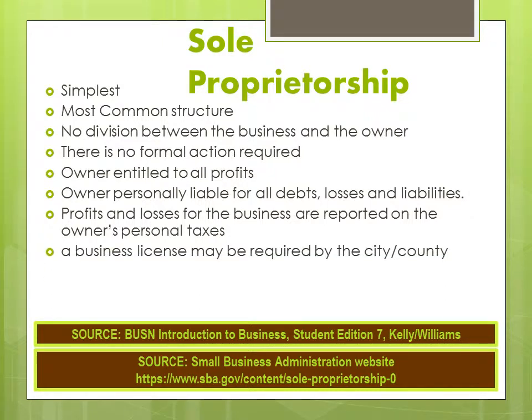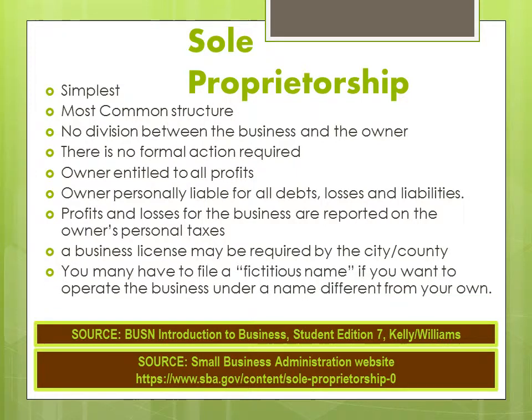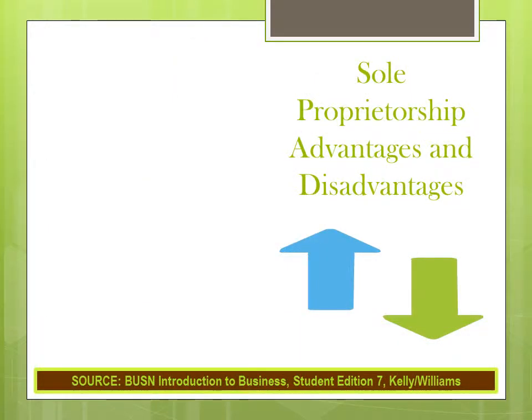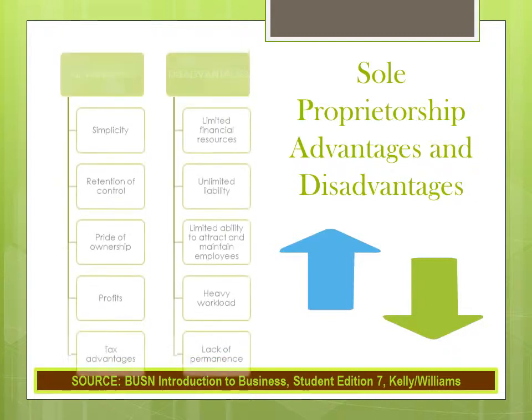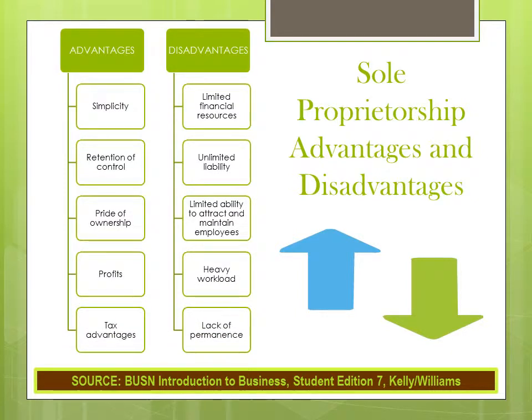A business license may be required by your city or county, and you may have to file a fictitious name if you want to operate a business under a name that's different from your own. Advantages of a sole proprietorship include simplicity of ownership, retained control of business operations, pride of ownership, profits, and tax advantages. Let's discuss a few of the disadvantages.